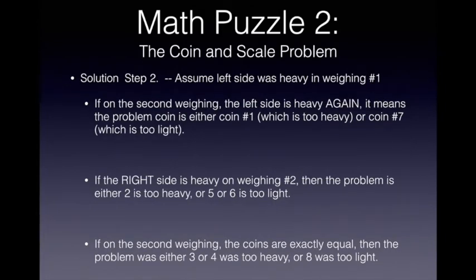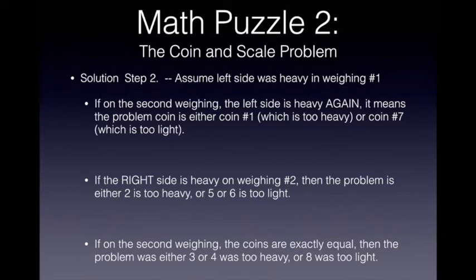All right, so let's assume that the left side was heavy in weighing number 1, and if on the second weighing the left side is heavy again, it means that one of the two coins that we didn't change is wrong. Either coin number 1, which was on the left side on both weighings, is too heavy, or coin number 7, which was on the right side of both weighings, is too light.